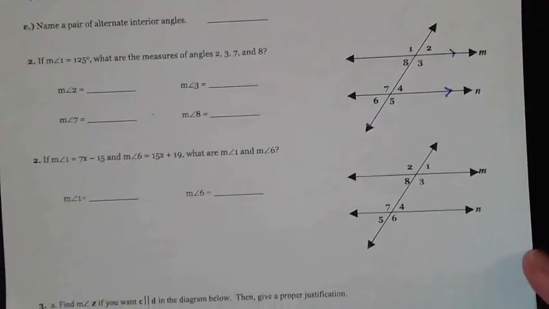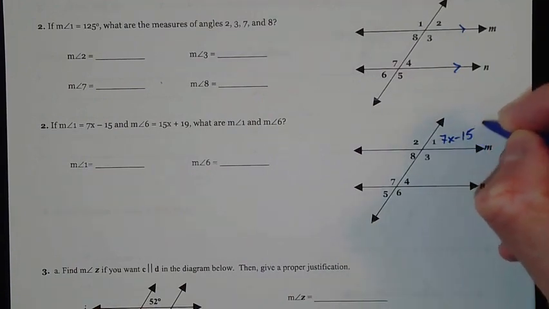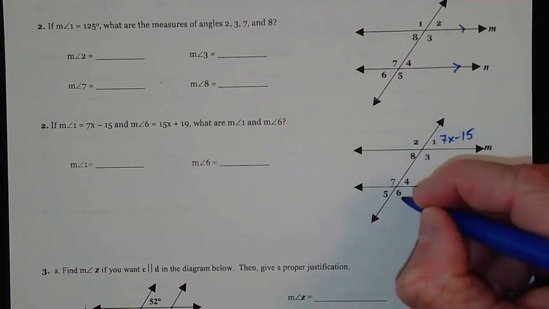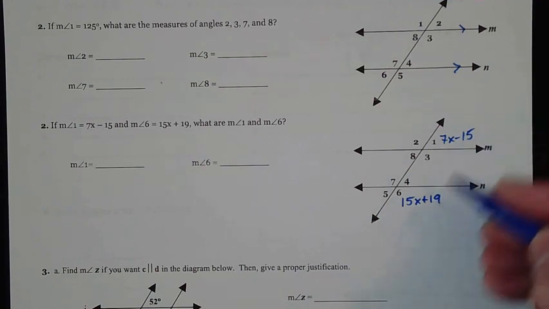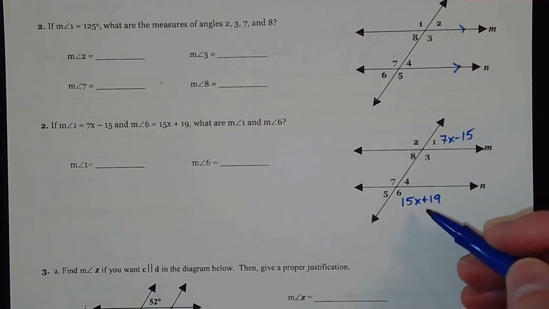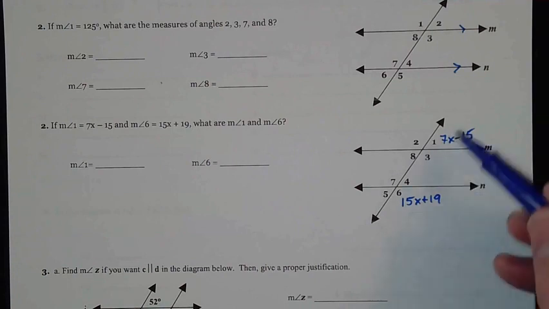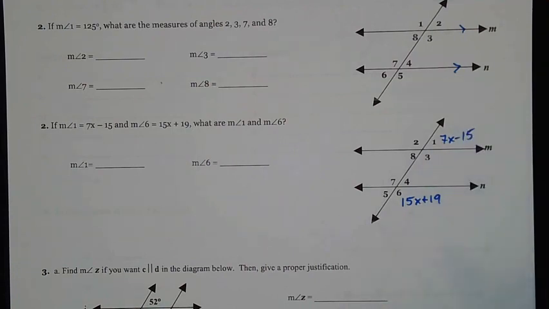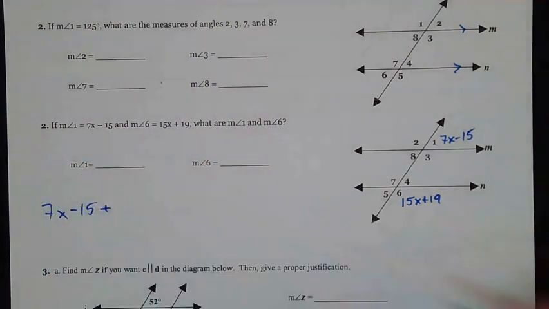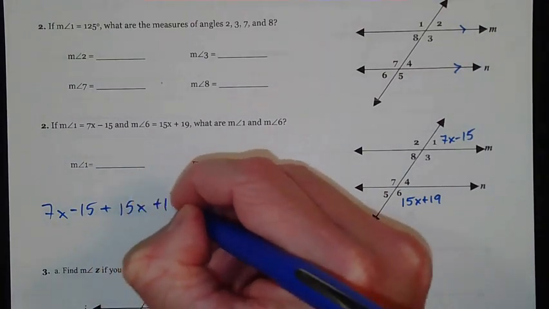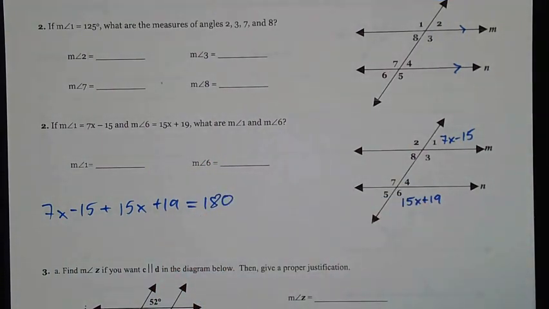I'd rather spend some time on the question where it says angle 1 is 7x minus 15, and the measure of angle 6 is 15x plus 19. For problems like this one, you take a look at those two expressions and say, are they equal to each other? Well, it doesn't look like it. This one's acute, that one's obtuse. Or are they supplementary? Same side exterior angles are supplementary, so let's go with the equation 7x minus 15, one angle, plus 15x plus 19, the other angle, and those two angles have to add up to 180 degrees. And then we just solve that for x.